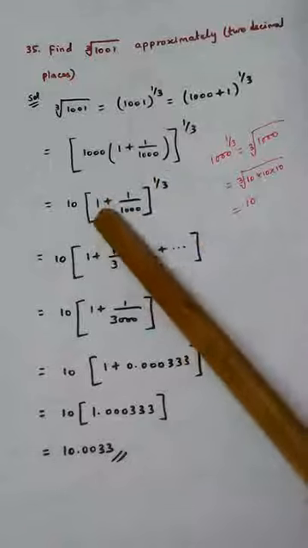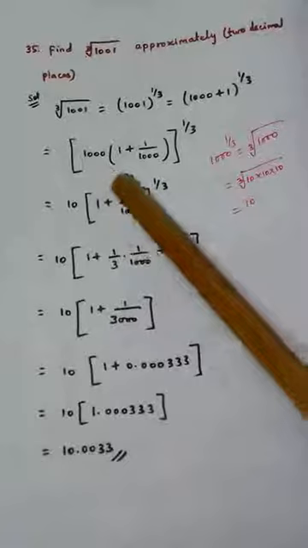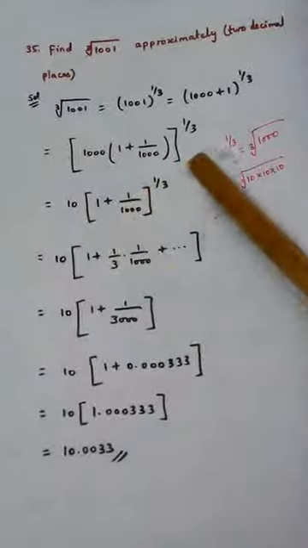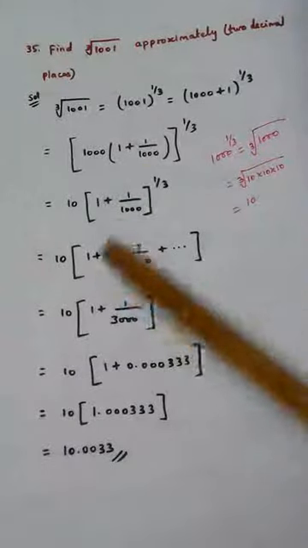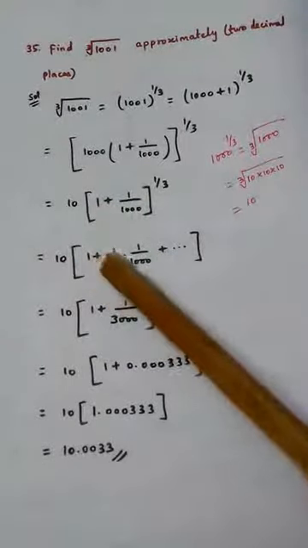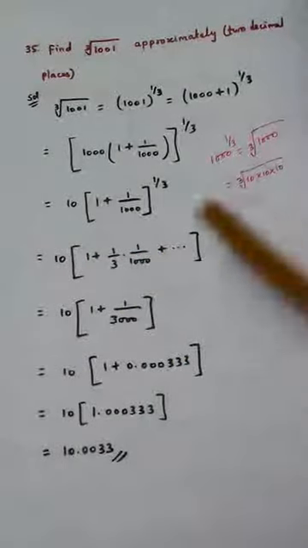Our formula is (1 plus x) whole power n. Definitely this x value should be lesser than 1, the modulus of x is lesser than 1. If you see 1 by 1000, the value will be lesser than 1. So we can apply the formula (1 plus x) whole power n. What is the formula? 1 plus nx. Just we are writing two terms, plus etc.